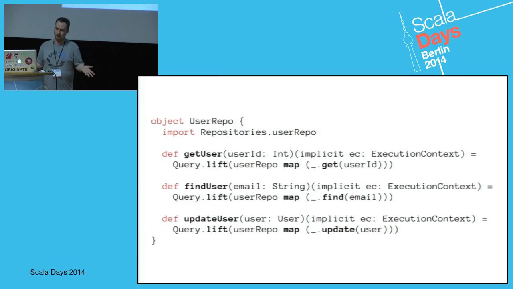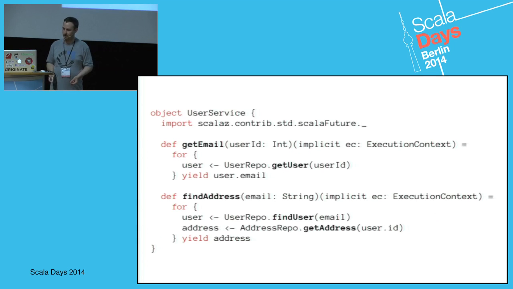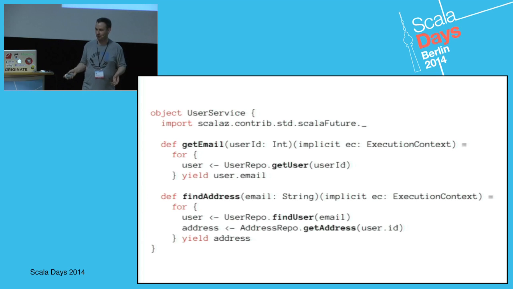So then we define our user repo like this. Basically, the only thing that changes is Scala futures need an implicit execution context, and then we just use Query.lift for all of the operations. And then our user service looks like this. It looks pretty much exactly like it would look if we were just working with futures and not the reader monad, except, yes? Why don't you pass the execution context in the environment?